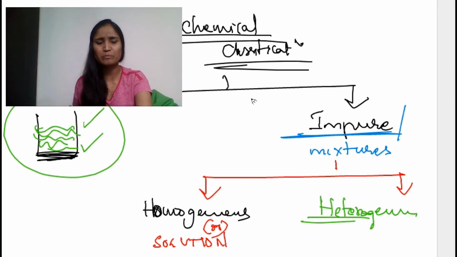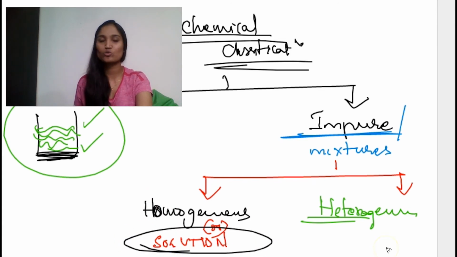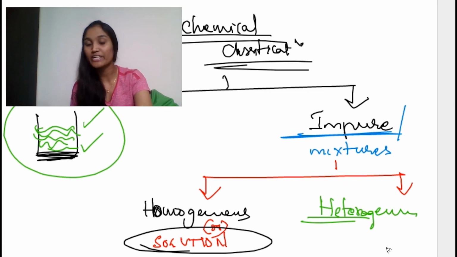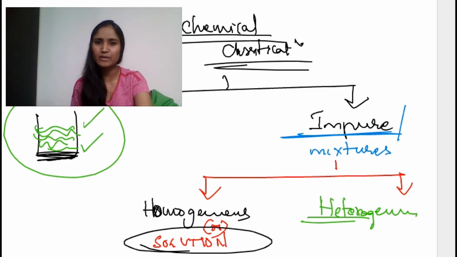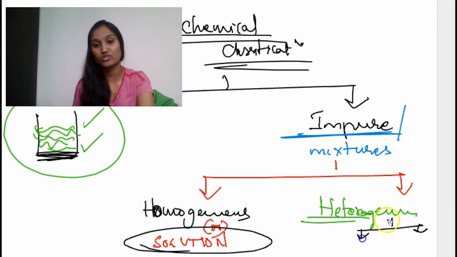Okay, but don't mistake it. A solution need not be liquid always. It can be a mixture of two solids, two liquids, two gases, or a mix of different physical states. Anything works. Okay. Now heterogeneous mixtures, is there any other name for them? No, there is no other name, but there are two types of heterogeneous mixtures. Okay, what are those two types?